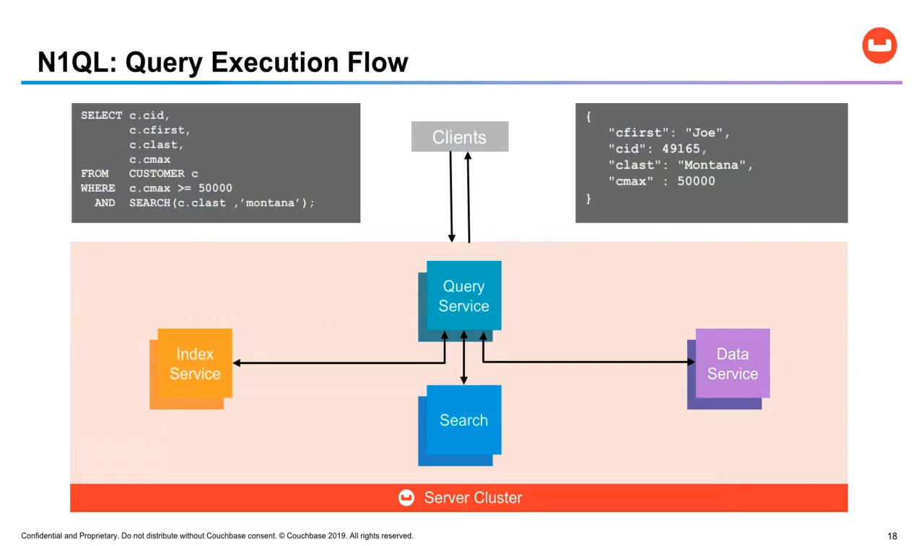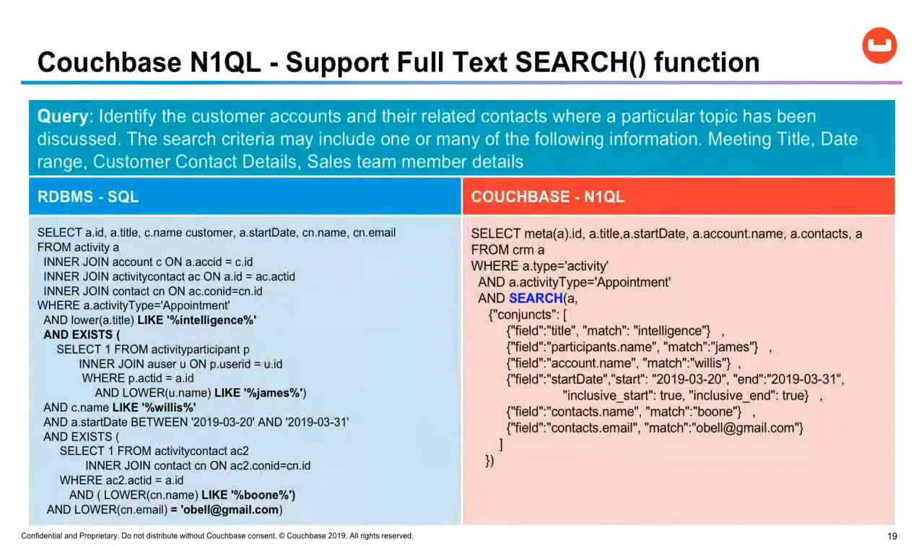Couchbase full text search service is a standalone service and has its own API for application development. However, it is also integrated with the query service, allowing N1QL queries to leverage the search service directly. Here's an example of how Couchbase N1QL for JSON leverages full text search. The capability is accessible by the N1QL SEARCH function.